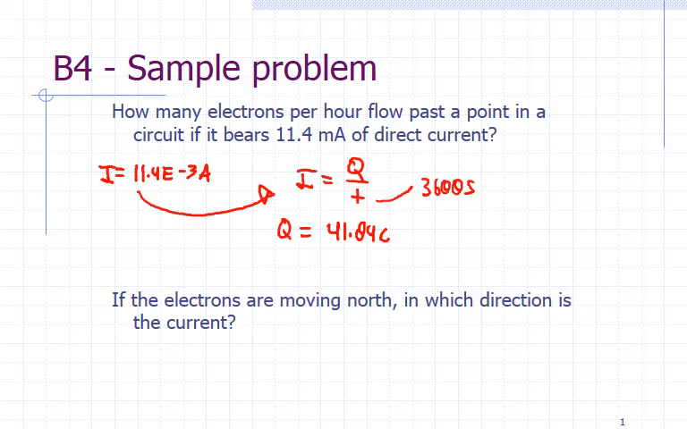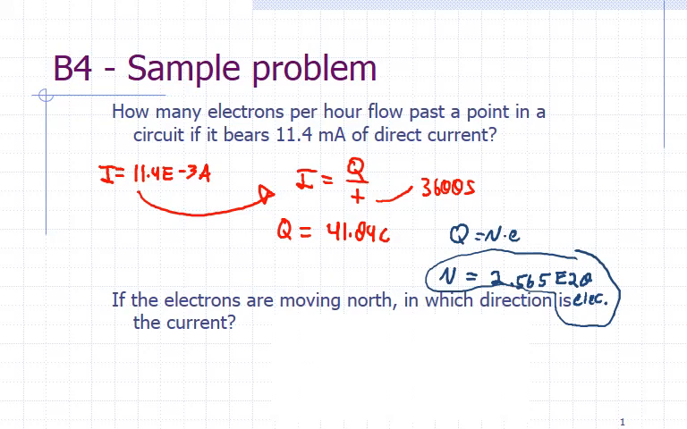All right, so 41 coulombs will be going by in 3,600 seconds. We needed to convert our milliamps to amps, and we've got our time here in seconds. And so 41 coulombs is passing through. We take the total amount, 41 coulombs, divided by the charge of 1.6 times 10 to the negative 19th, and we get a lot of electrons. It's going to take a lot of electrons to get 41 coulombs of charge. If the electrons are moving north, the direction of the current is moving south.